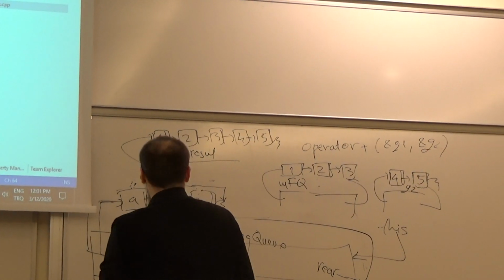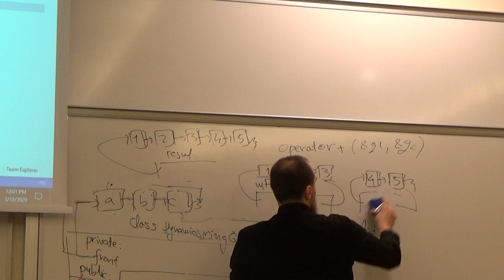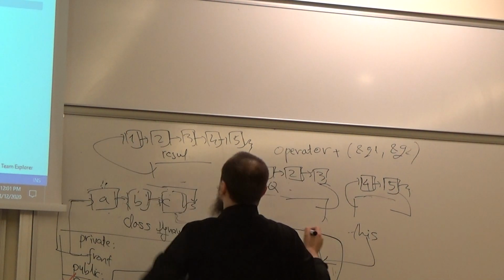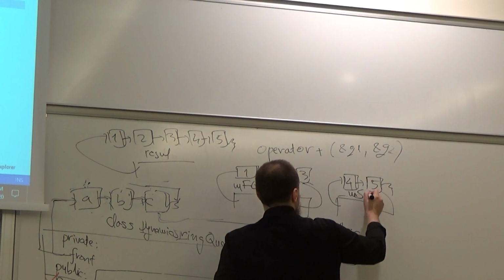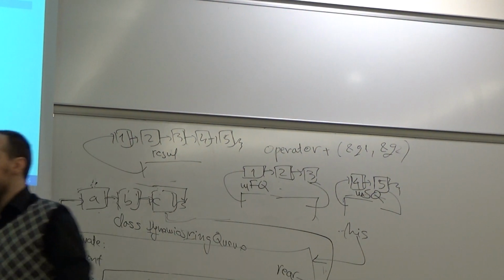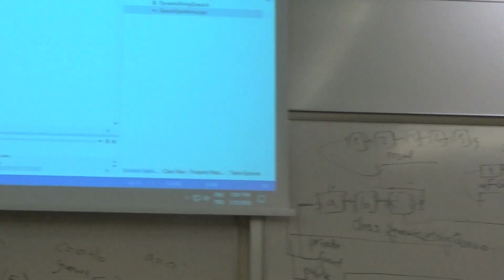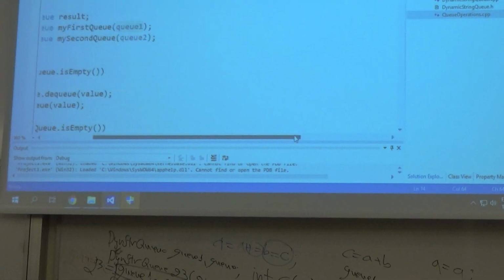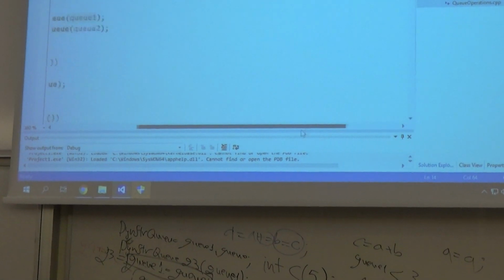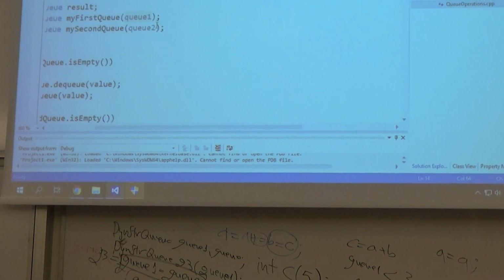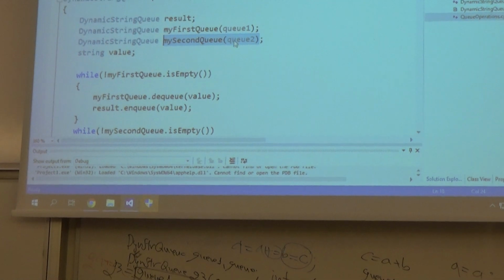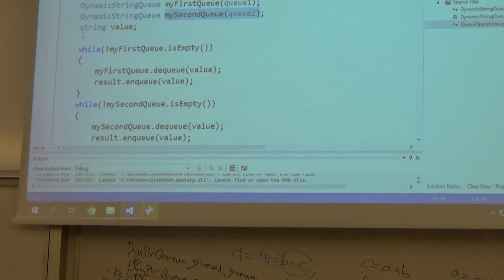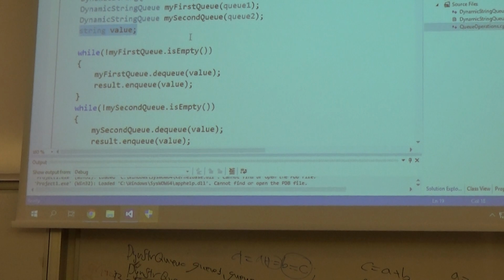And I'm doing the same for my second queue, which is equal to Q2, that I take as parameter. So this is my second queue, and it's equal to Q2. As you can see over here, I'm taking this as a function parameter, and here I'm creating another object of the same class, and I'm calling the Copy Constructor. Then I have a value in order to keep the value.